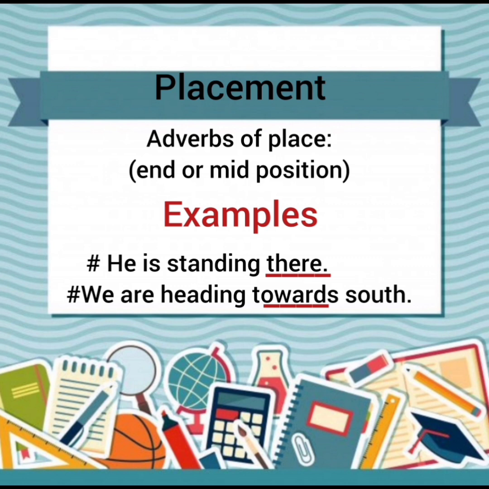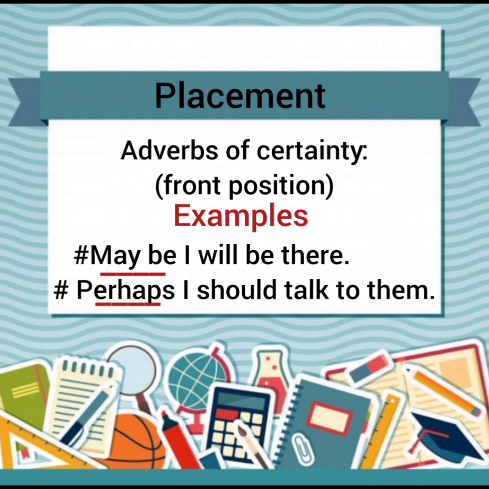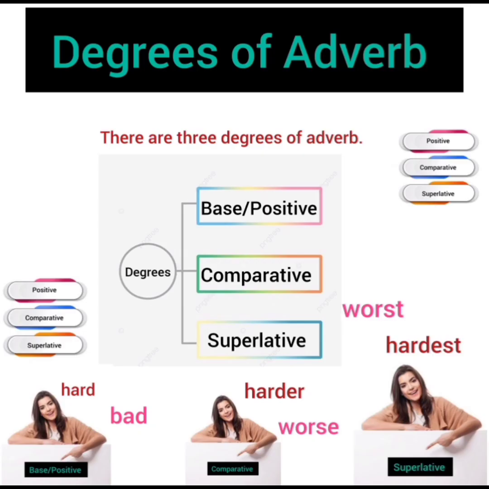Now, adverbs of certainty, they are usually placed at the front position. For example, maybe I'll be there, or perhaps I should talk to them. In both the examples, adverbs of certainty are used and they are at the start of the sentence.